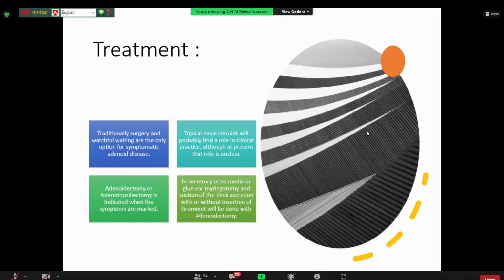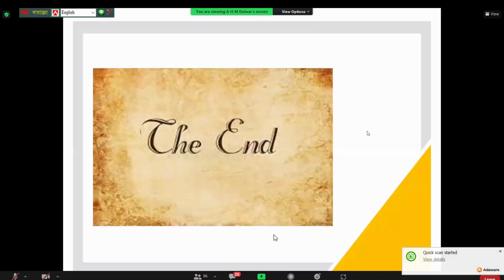So I think this is enough treatment. Surgery is the only treatment, to say, always, because there is no medical treatment. When symptoms are produced in only a mild case, you can treat the patient medically. So this is the end of the adenoids. I think you understand everything.